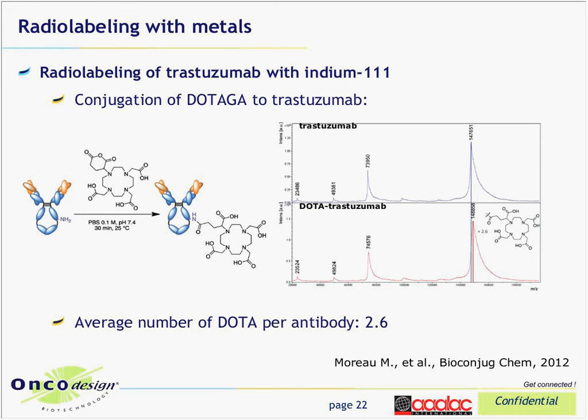So here is an example of radiolabeling of trastuzumab with indium-111. The first step of the experiment was to link the chelating agent to the antibody. The reactive function is there, it's a cyclic carboxy anhydride function. And the reaction was performed in neutral conditions in PBS at 25 degrees.